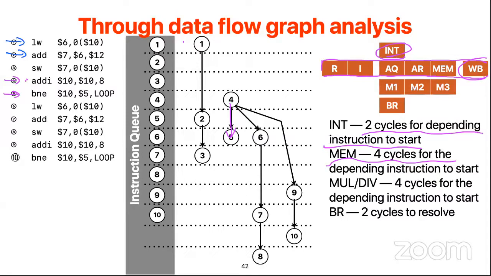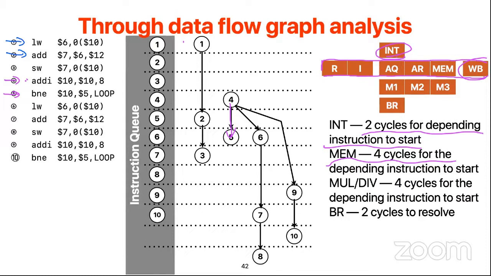That's still assuming that all the data is located in the level one cache, right? Yes. So if you have a cache miss, the actual latency will be longer. Okay.